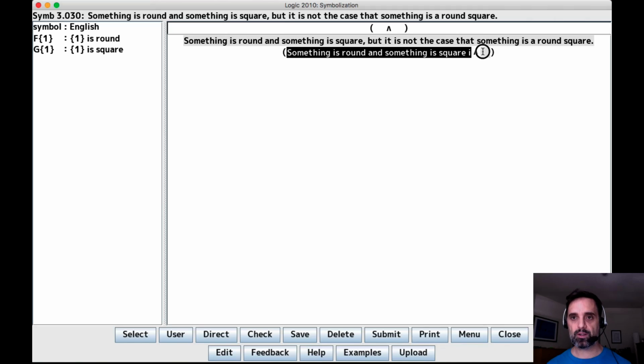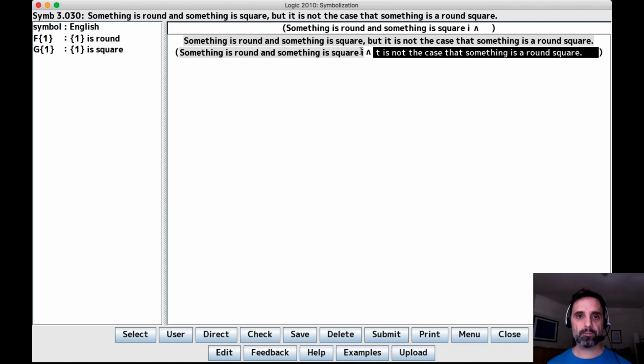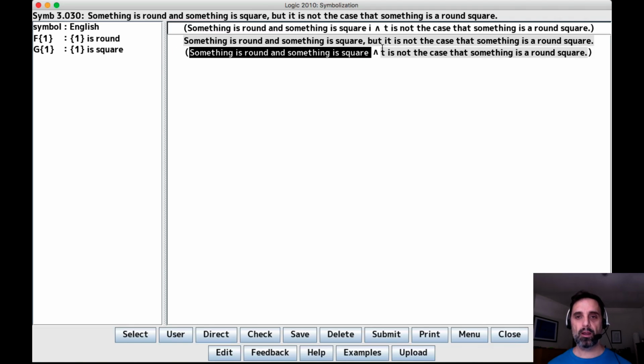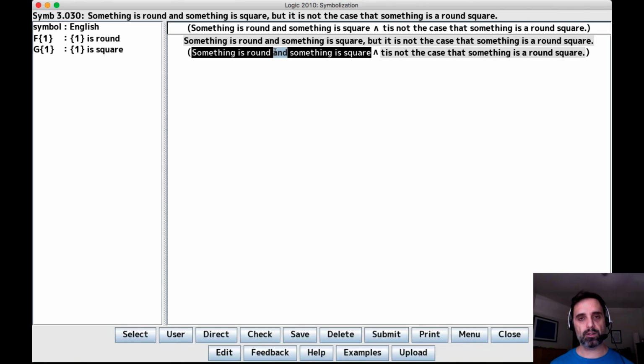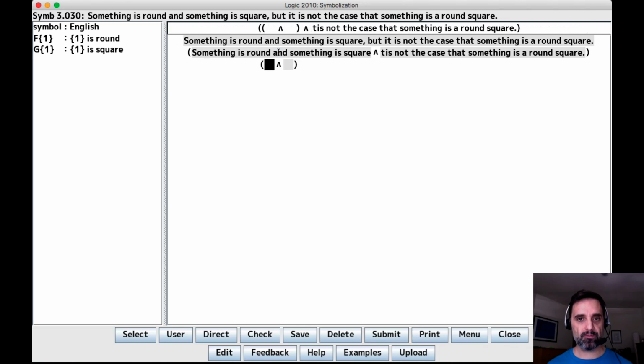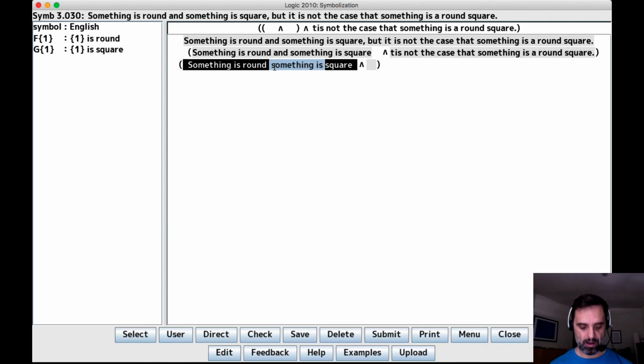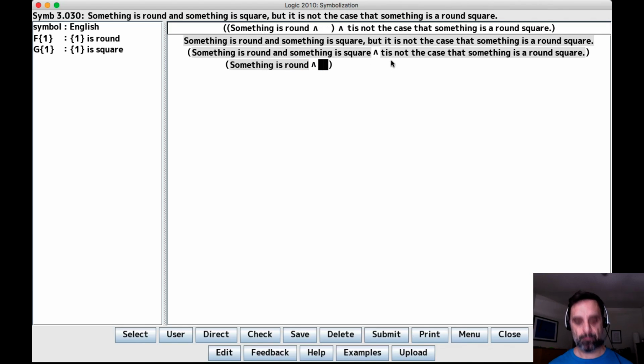And so we have these two conjuncts. Something is round and something is square, and it is not the case that something is a round square. So here again, this conjunction is the main connective because that's a sentence and that's a sentence. Whereas this, could this be the determiner phrase and then the rest be the verb phrase? No, because is round and something is square is not a verb phrase. It's got that something in there. So the and is the main connective, and we have something is round, and we have something is square.